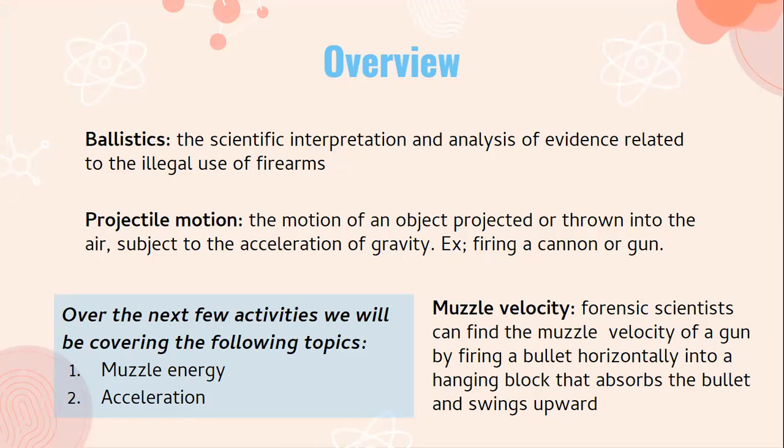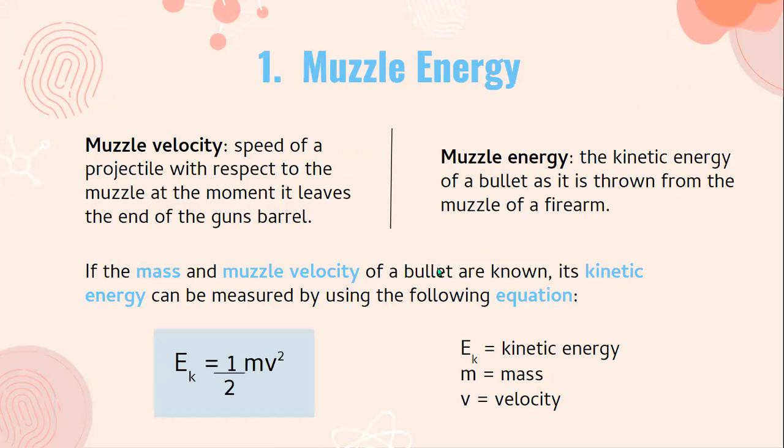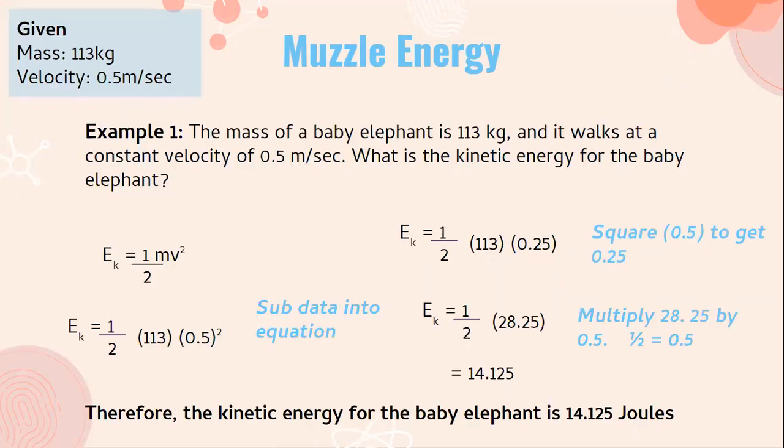Projectile motion is the motion of an object projected or thrown into the air, subject to the acceleration of gravity. So CSI students actually look at all of this in the CSI course. So if you don't like math, it's not ideal to take that course. We have actual formulas for the muzzle velocity, the speed of a projectile with respect to the muzzle energy, the kinetic energy of a bullet. So this is where science and math converge, they meet.